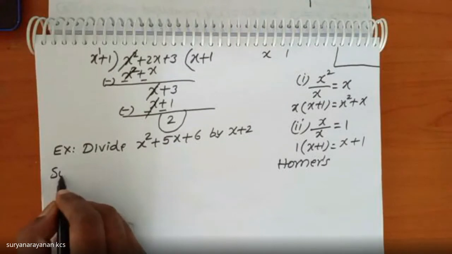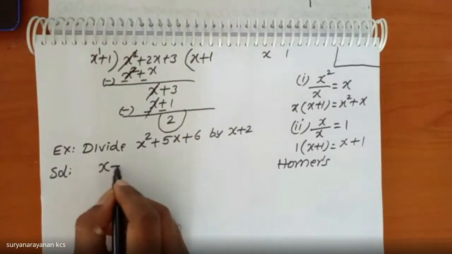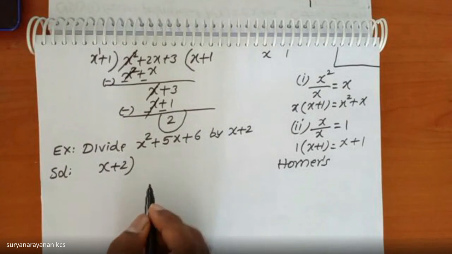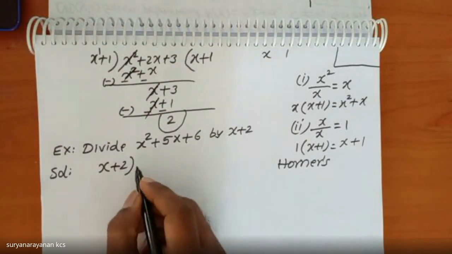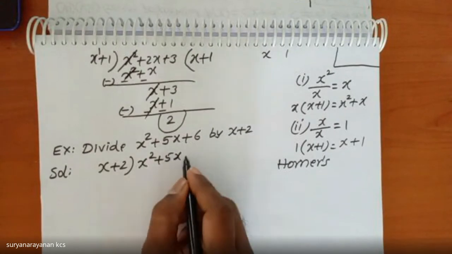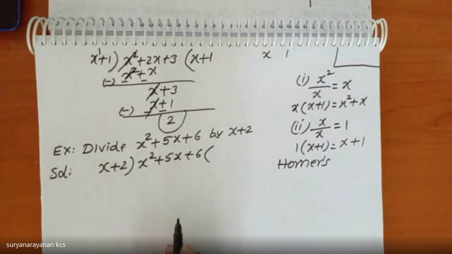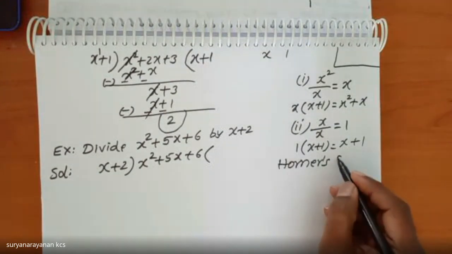Now let us divide and find the remainder after this long division. Yes, very good, 0 only. The remainder is 0 for this long division. x square plus 5x plus 6. What is the first term? Sir, x square.